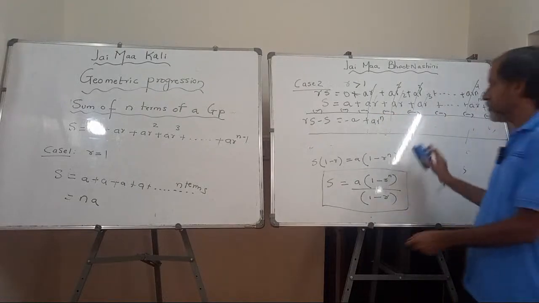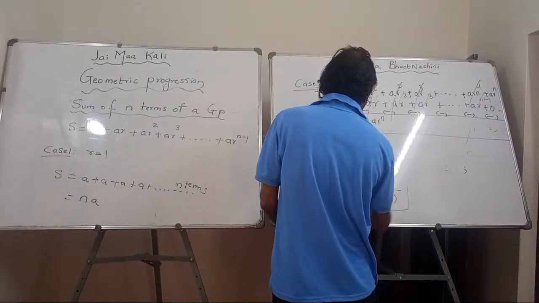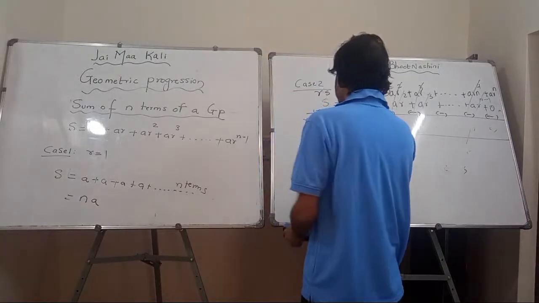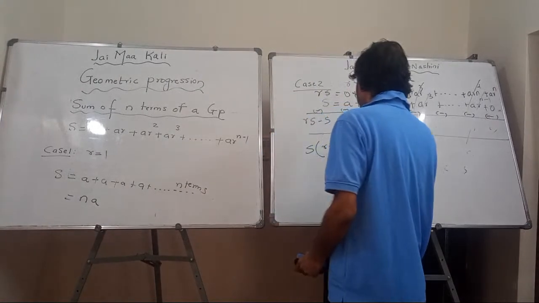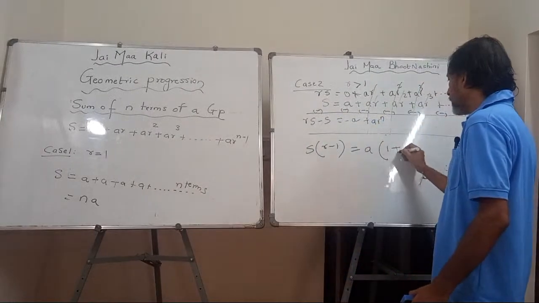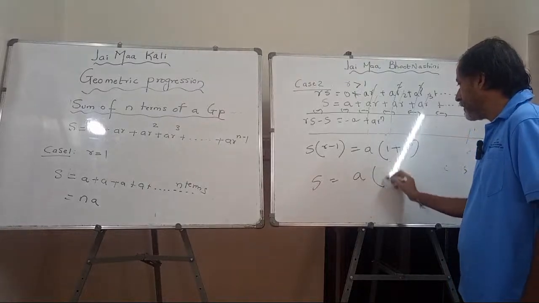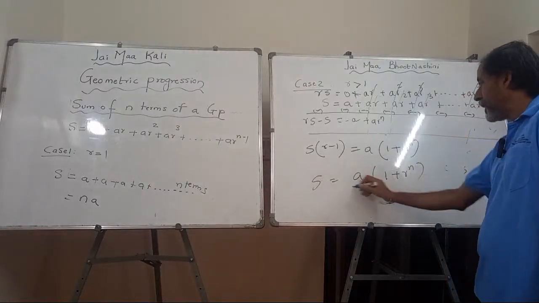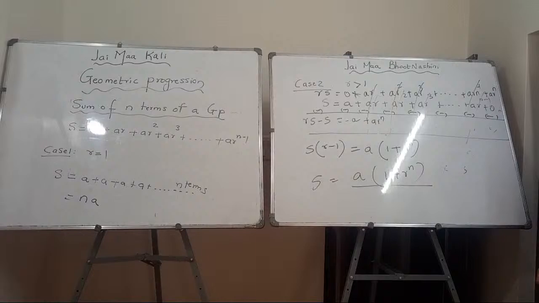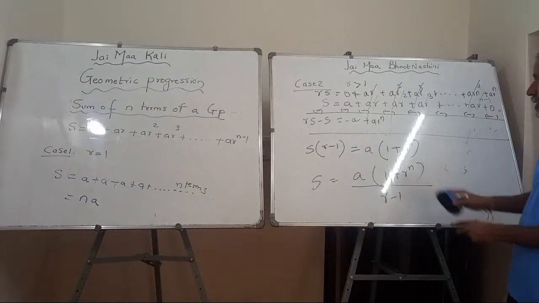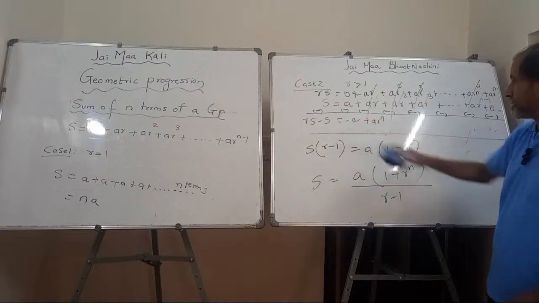Okay. So now what do I do? It is S, R minus 1 common. A times 1 plus R raised to N. S is equal to A times 1 plus R raised to N, by R minus 1. Wait, I think this is a mistake here. There is minus A here, right?